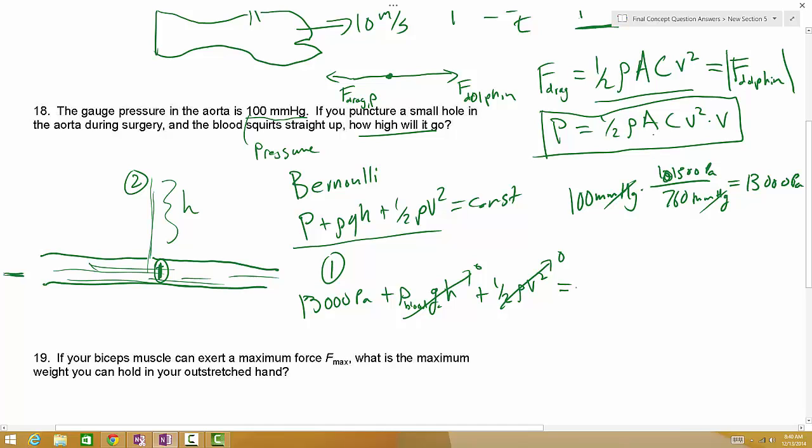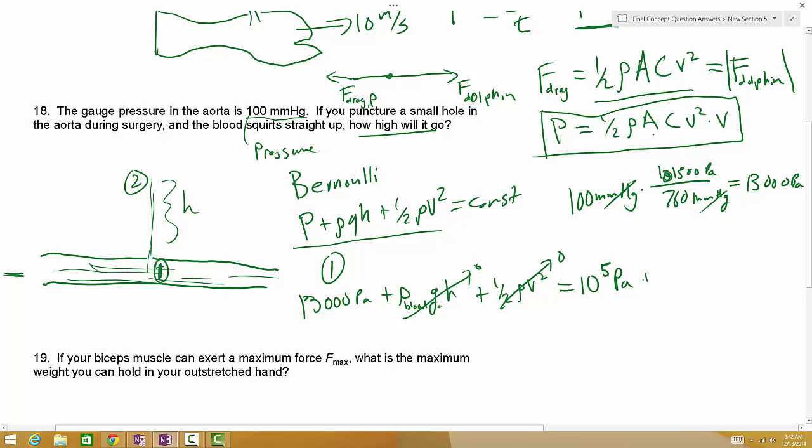And then this is going to equal the pressure up here outside at point 2, which we know is going to be 1 atmosphere. But our 1 atmosphere we should probably put in pascals, because we have it in pascals over on the left. So this is about 10 to the 5th pascals.